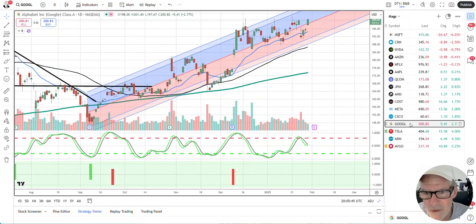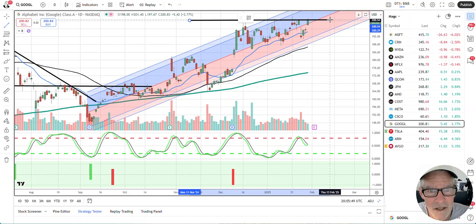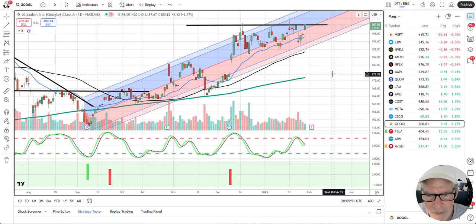Google's on tap next week. So very nice looking chart. Really nice, strong, up at the all-time highs. All that can change on earnings, but I think Google's going to knock it out of the park.